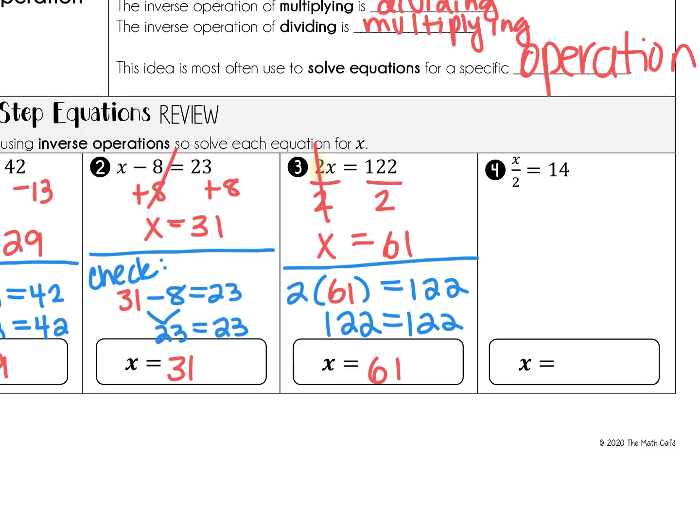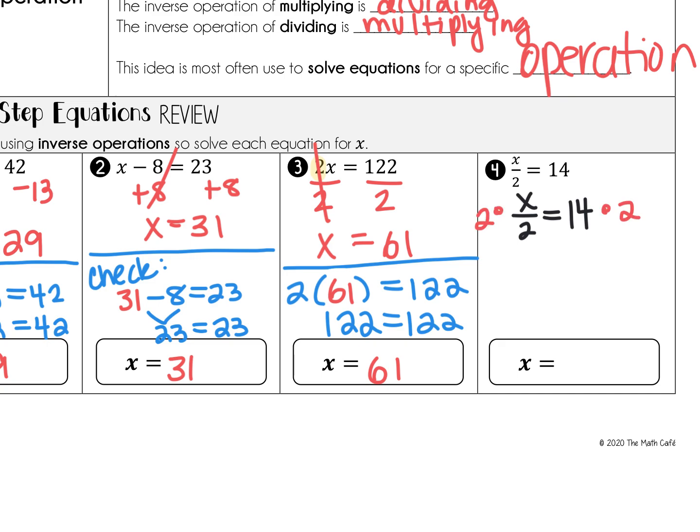And for our last one, we see division, x over 2 equals 14. The opposite of division is multiplication. It might help to rewrite this problem so you have a little more workspace. Since the opposite of division is multiplication, we'll use that to isolate our variable. Similar to number 3, where we divided by our coefficient, we'll also, in this case, multiply by the number that's paired with the variable. The opposite of dividing by 2 is multiplying by 2.